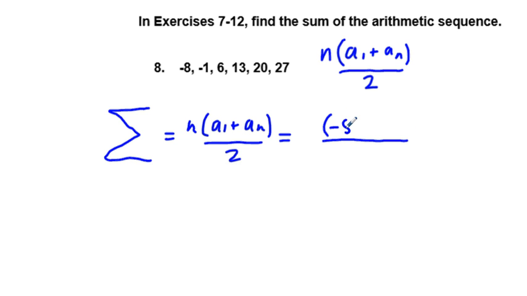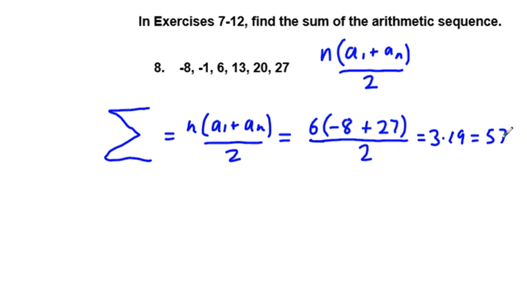We know our final term, a sub n, is 27, and we take the average of the first and last term. And then what is our n? Well, our n is 6. We can just count them: 1, 2, 3, 4, 5, 6. We have 6 terms total. And 6 divided by 2 simplifies to 3, so we have 3 times. Negative 8 plus 27 is going to be 19. So 3 times 19 equals 57.